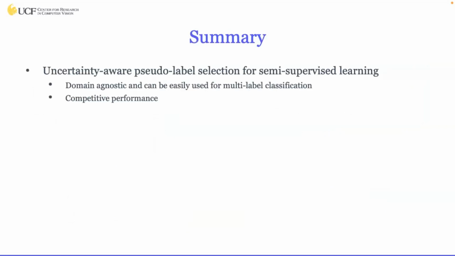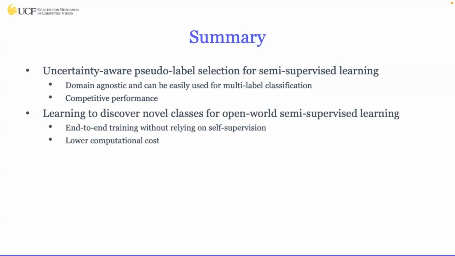Now to summarize this dissertation, in the first work, we talk about uncertainty-aware pseudo-label selection for semi-supervised learning, where we improve pseudo-labeling for semi-supervision by incorporating uncertainty. Our solution is domain agnostic and can be easily used for multi-label classification, and we also achieve competitive performance. In the next work, we extend semi-supervision to the uncurated open world setting, and we develop a solution in which we can perform end-to-end training without relying on self-supervision, and our proposed solution has lower computational cost.